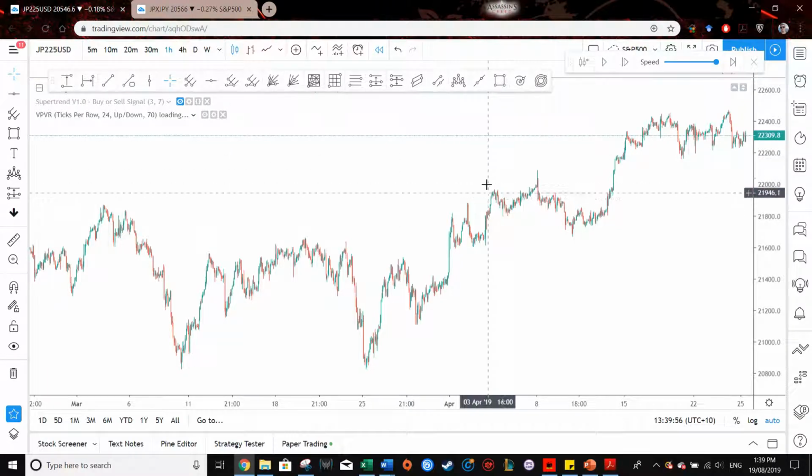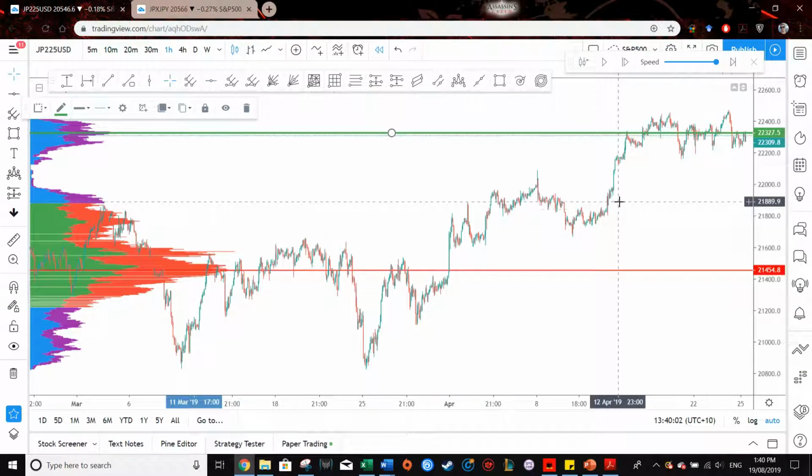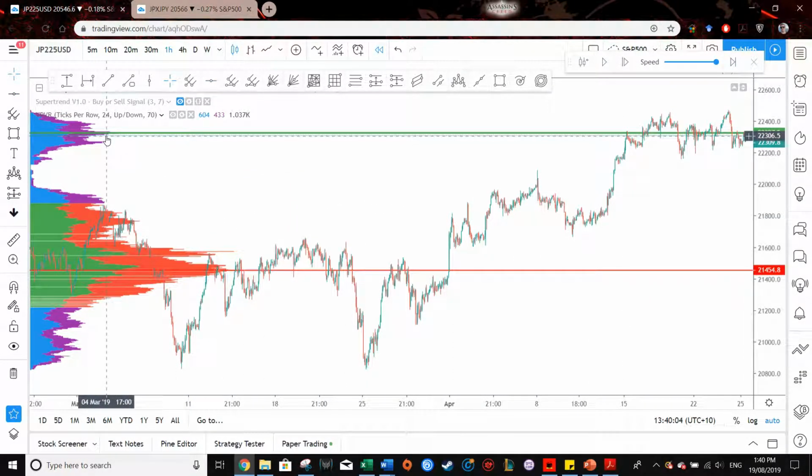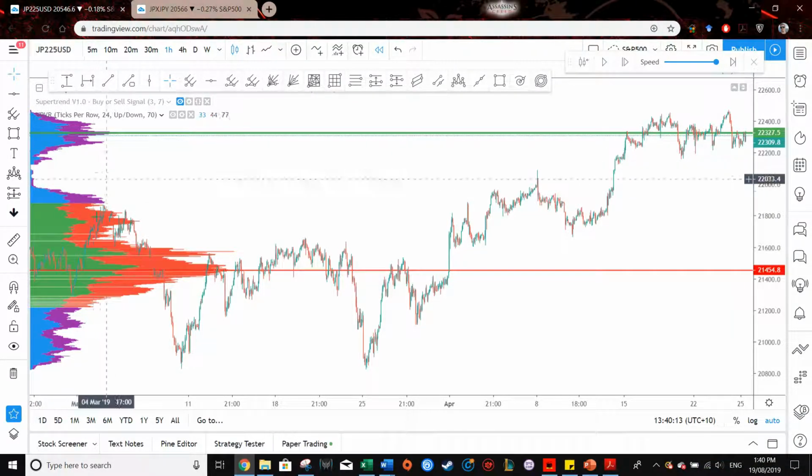All right, so the first thing I want to do is identify what's actually going on within the market. I don't know what's going on with the market when it comes to the Japan 225. So immediately, this little point here catches my eye. The reason for that is because it is significantly larger than anything else on the LVT area.